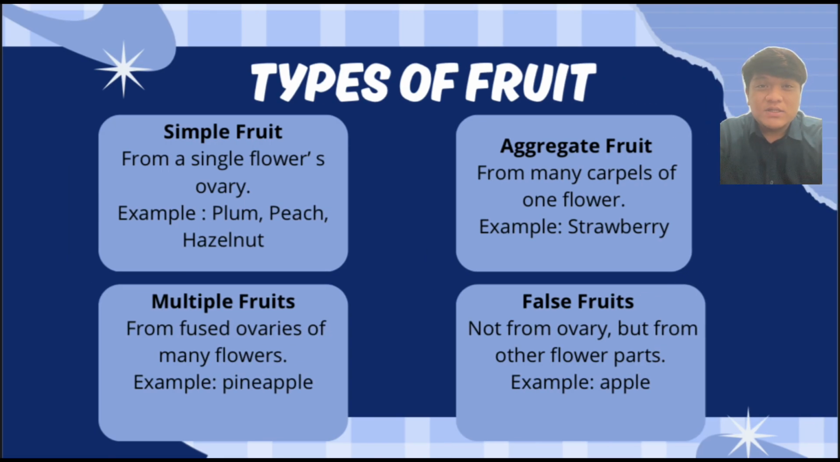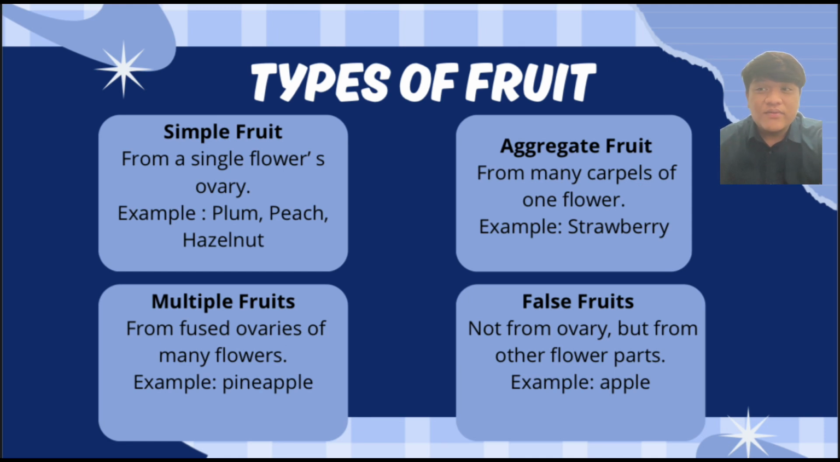Next are the types of fruit. Fruits are categorized based on their origin and structure. First, simple fruits. These develop from a single ovary of one flower. Examples include plum, peach, and hazelnut. They can be fleshy or dry. Second, aggregate fruits. These are formed from multiple carpels of a single flower. Think of strawberry. Each tiny bump on the surface is an individual fruit.